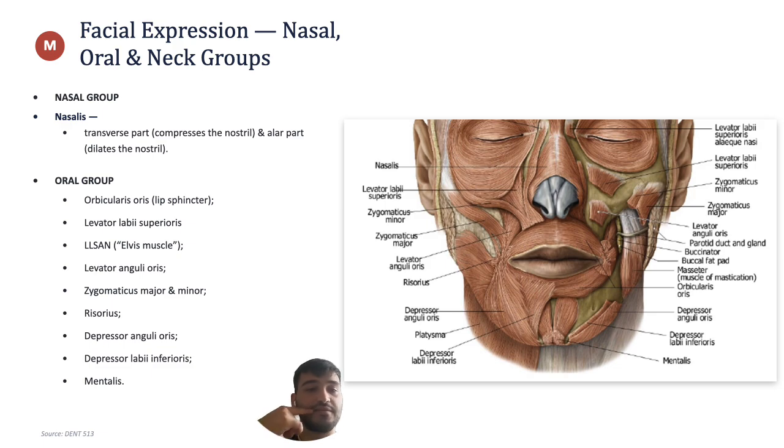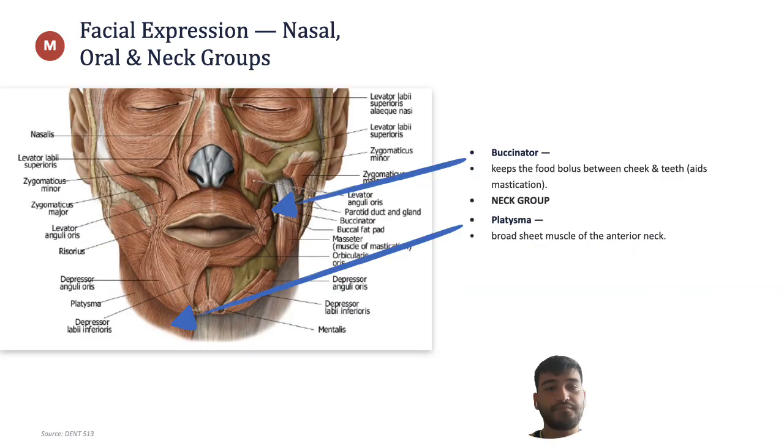Then you have the risorius right across here. And then we have the depressor anguli oris and depressor labii inferioris. From their names, we can see that the depressor anguli oris depresses the angle of the lip, and the depressor labii inferioris depresses it down. Right here, at the bottom of our chin, we have the mentalis. Next, we have two more oral muscles. We have the buccinator, which keeps our food between our cheeks.